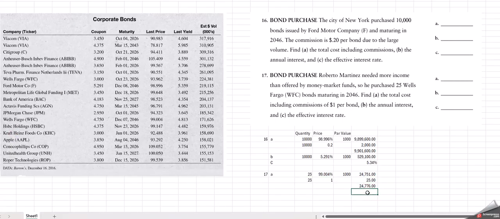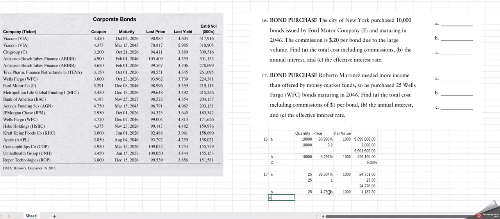Okay. Then how much interest is being paid? So again, 25 bonds at $1,000 a bond, and then go back to the coupon rate. So Wells Fargo is 4.75%. So that is our rate. And then we're going to take our quantity times our par value times that coupon rate. And that's how much interest they will get paid.